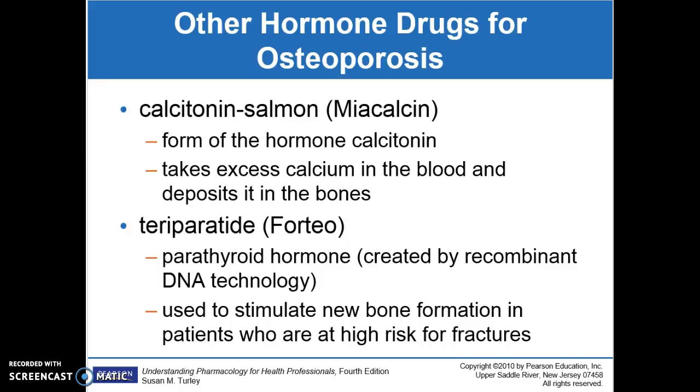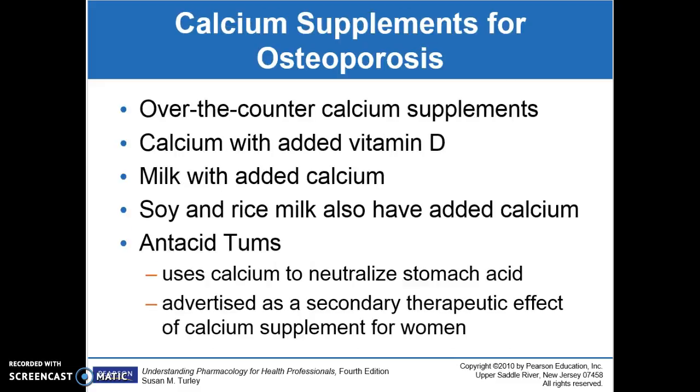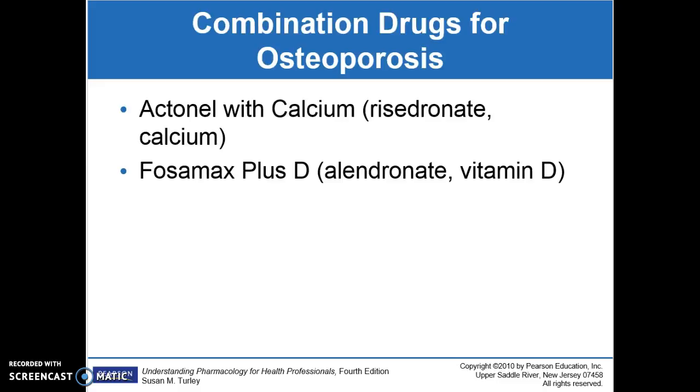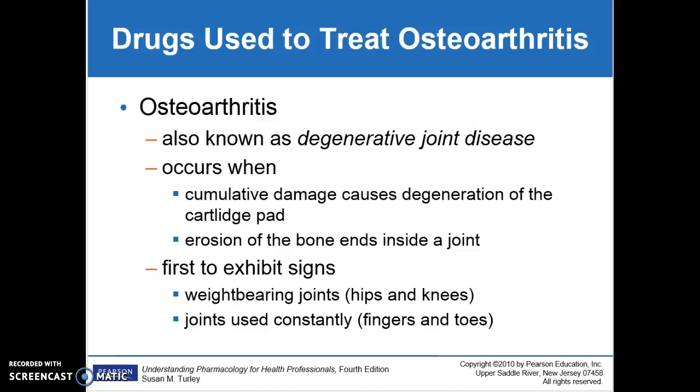And then we also have calcium supplements that are used for osteoporosis, making sure that we have that vitamin D addition as well. And then we have the combination drugs: Actonel with calcium, Fosamax with calcium. Those are some things that are used in combination, so they're used together. Then the chapter goes on to talk about osteoarthritis.